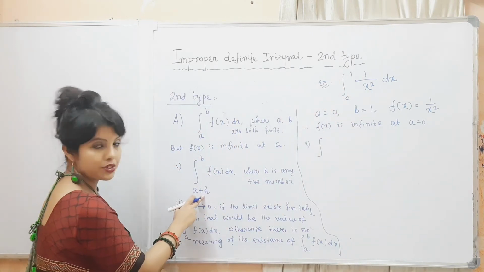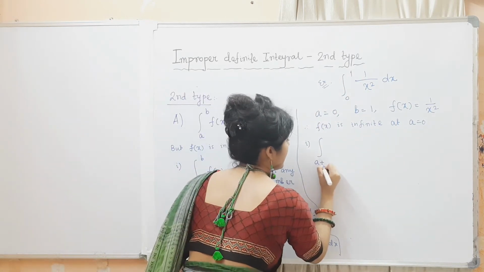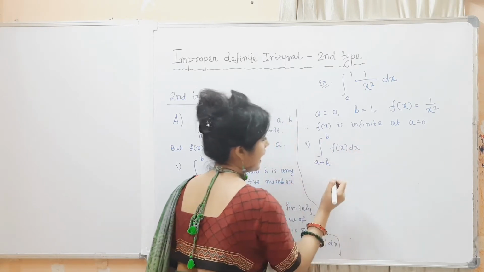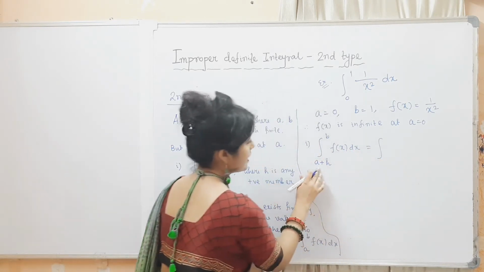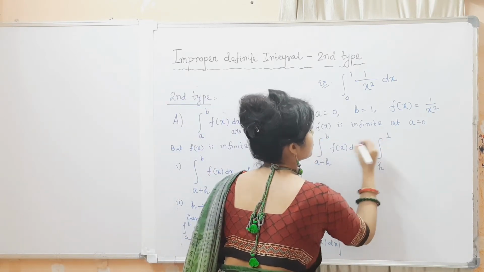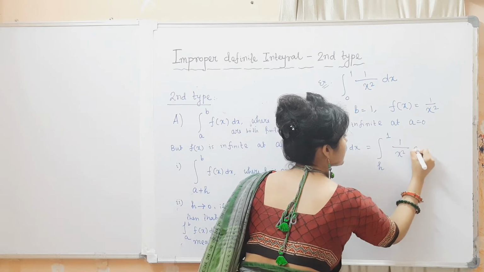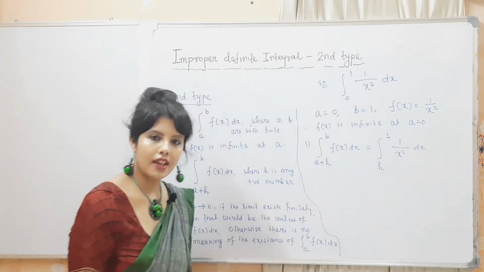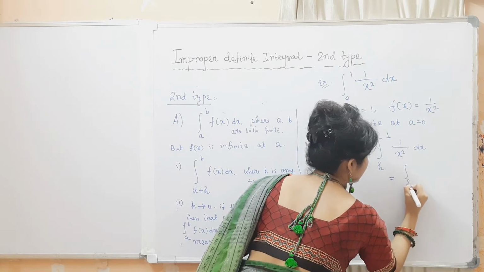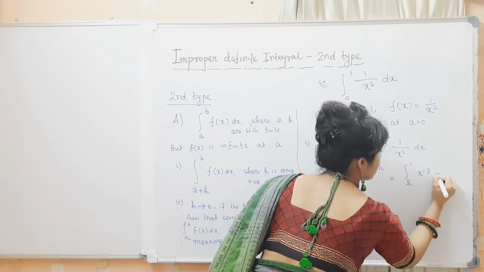Now you have to introduce some h. So therefore the integral from a plus h to b of f of x dx. Since a is 0 and b is 1, that gives the integral from h to 1 of 1 by x square dx. This is just like the previous one. So now the integral from h to 1 of x to the power minus 2 dx.